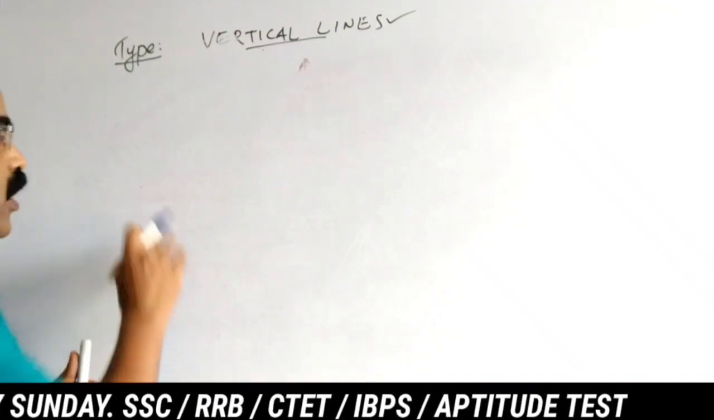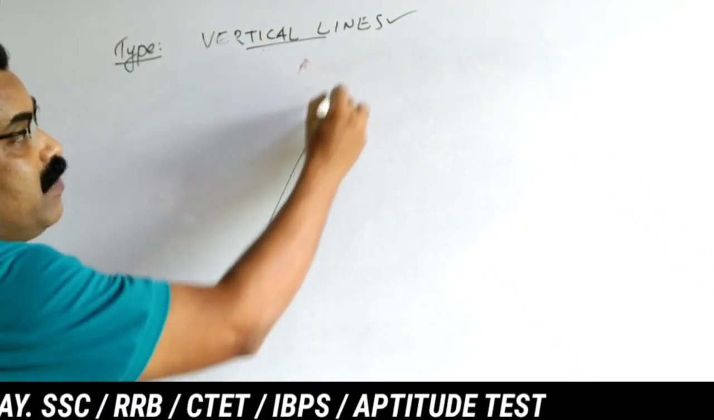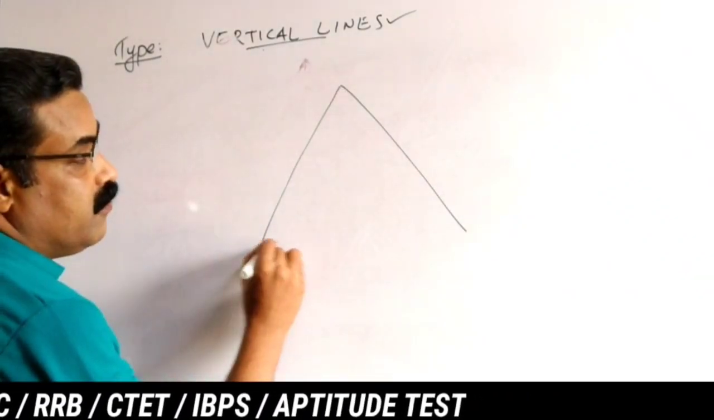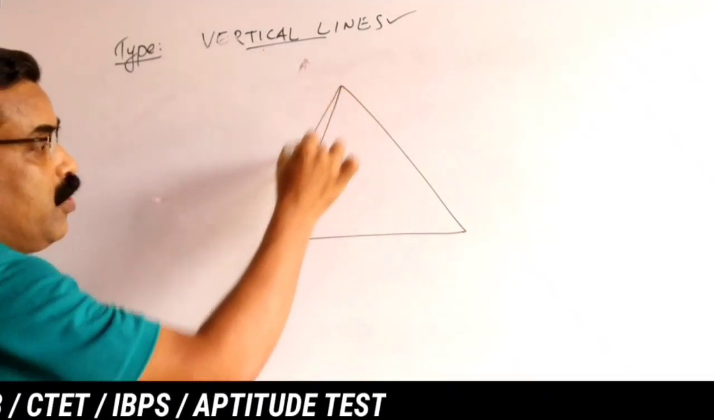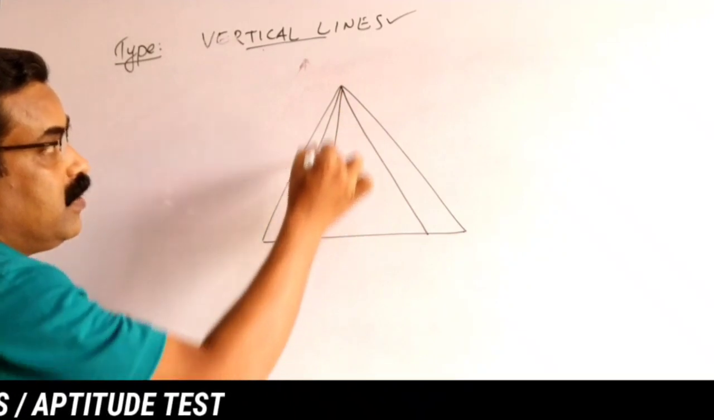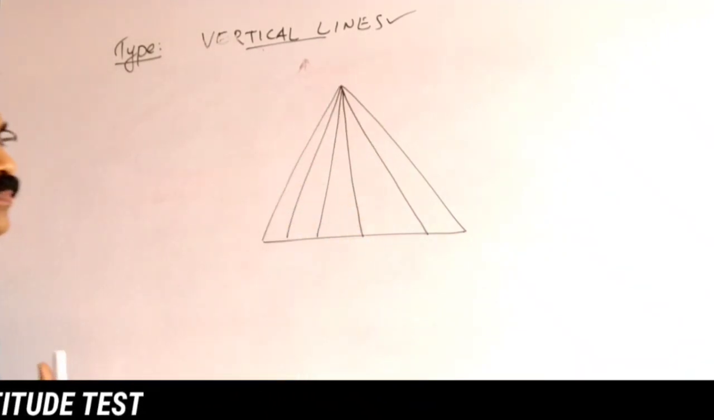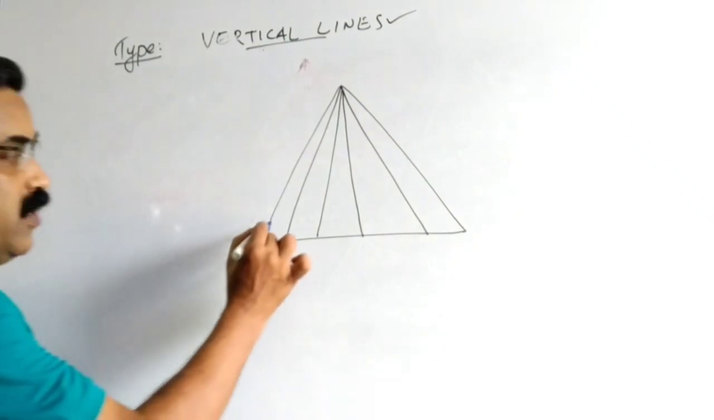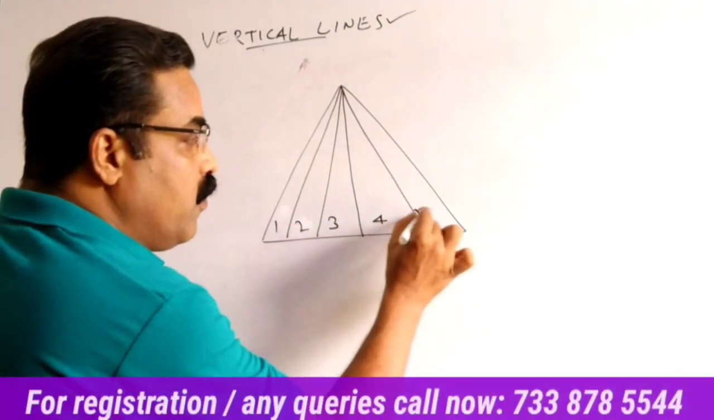So pause your video and mark this and tell me the answer within 5 seconds. Here you have 1 line, 2 lines, 3 lines, 4 lines. So how many triangles will be there in this figure? Here you can see 1, 2, 3, 4, 5.